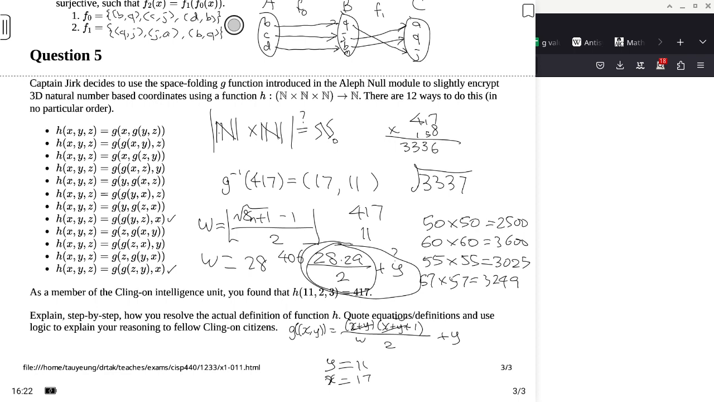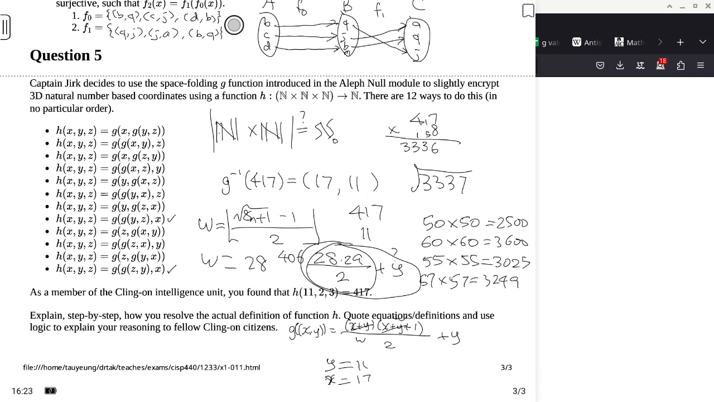We plug 2 or 3 into the value of n. No, if you want to use the inverse of n, which is a little bit harder because it involves the square root, then you would be plugging 17 into it. Because this 17 is either this or that. So you plug 17 into the g inverse function so that you can figure out which two coordinates you get out of the inverse of g applied to 17.